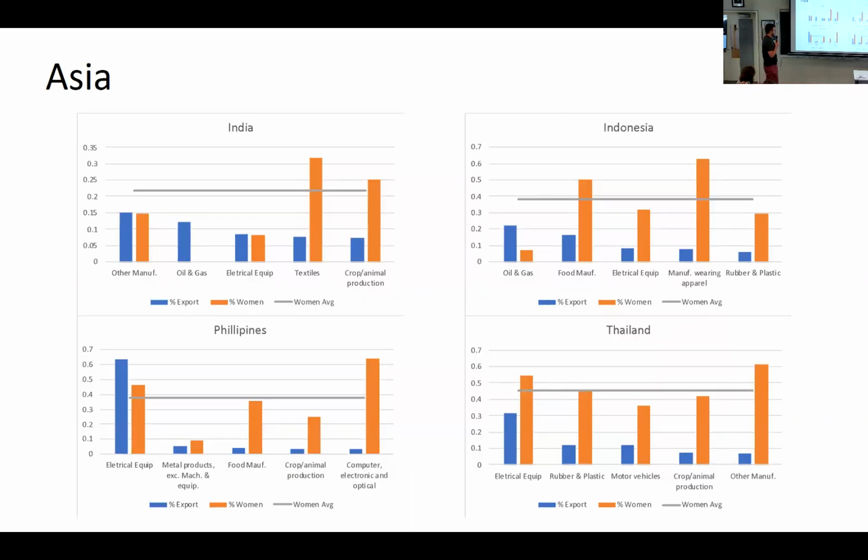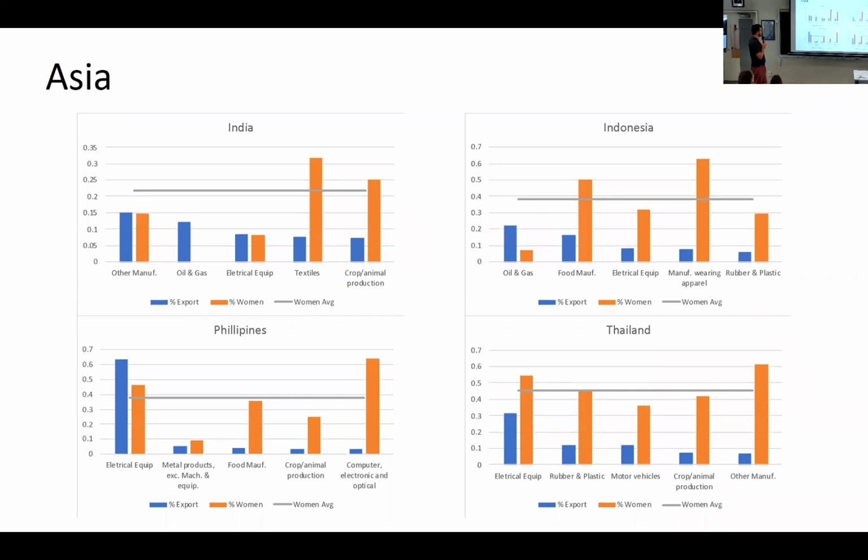And finally, these last two slides. Just to explain a little bit, for each country here we have the five sectors that export the most. The blue bars show the percentage of exports. For instance, in the first case, other manufacturers is responsible for 15% of India's total exports. The orange bar is the female participation in employment in the sector, and the gray straight line is the average for the country.